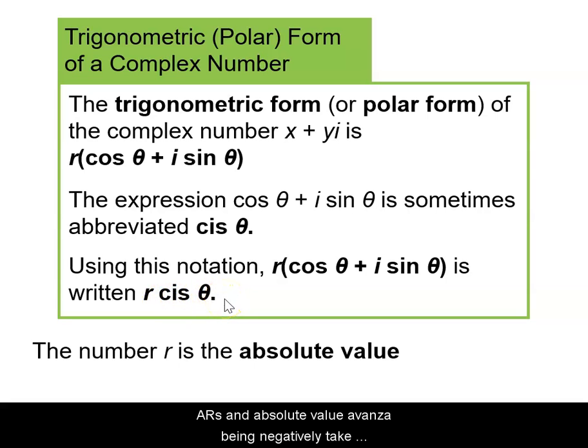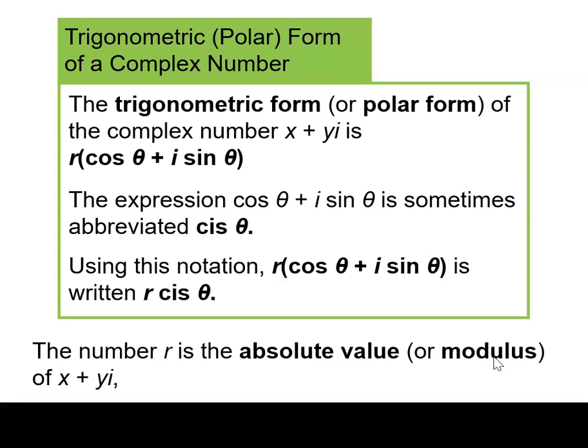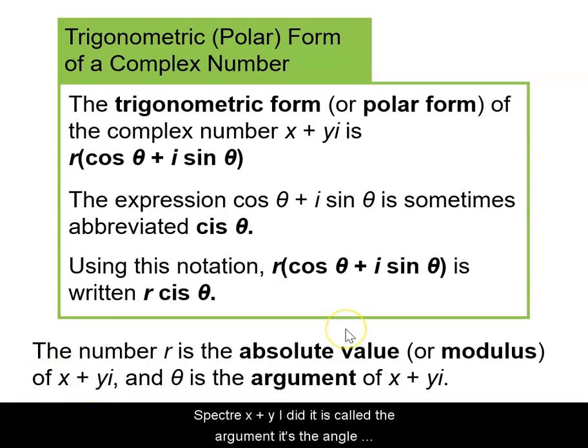Okay. r is an absolute value. Okay. If it ends up being negative, we take it as being positive. That's really the use for it, because r is a length. We need it to be positive, right? So we call this the modulus. It's the length, right? The length of the vector. It's the length of the vector of x plus yi, and theta is called the argument. It's the angle created with the real axis, but we call that the argument. Okay, so theta is the argument, r is the modulus, the length is the modulus, and the angle is the argument.